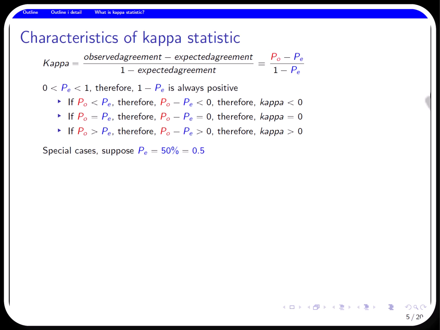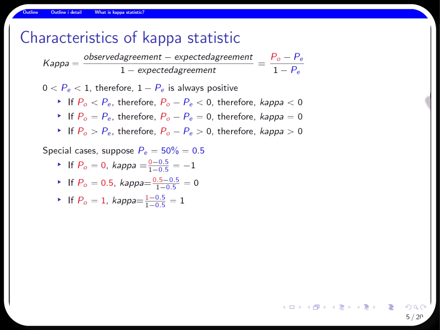Special cases. Suppose expected agreement equals 50% or 0.5. If PO equals 0, which means no agreement at all, Kappa will be negative 1. If PO equals 0.5, which means observed agreement is the same as expected agreement, the Kappa will be 0. If PO equals 1, which means completely agreeing, the Kappa will be positive 1.